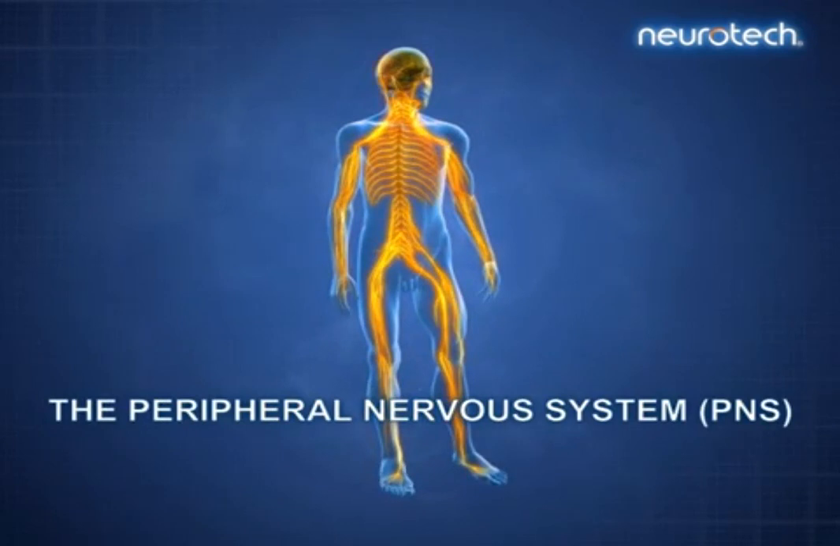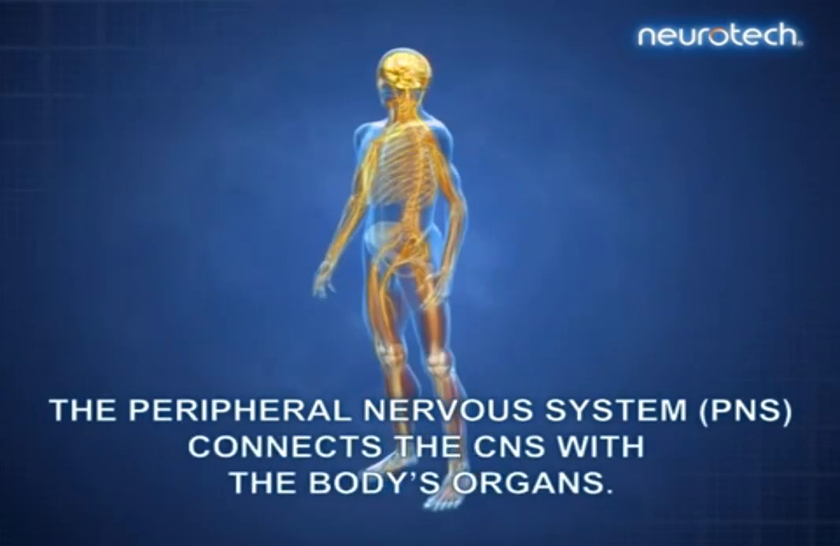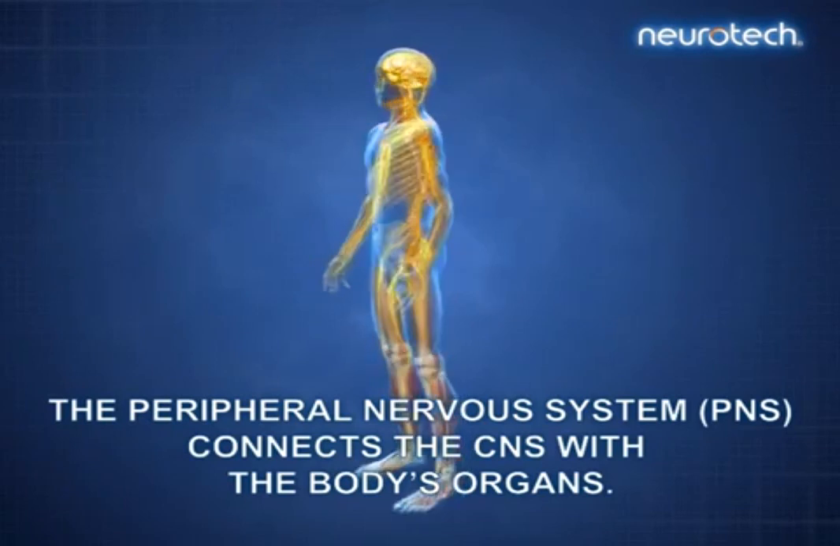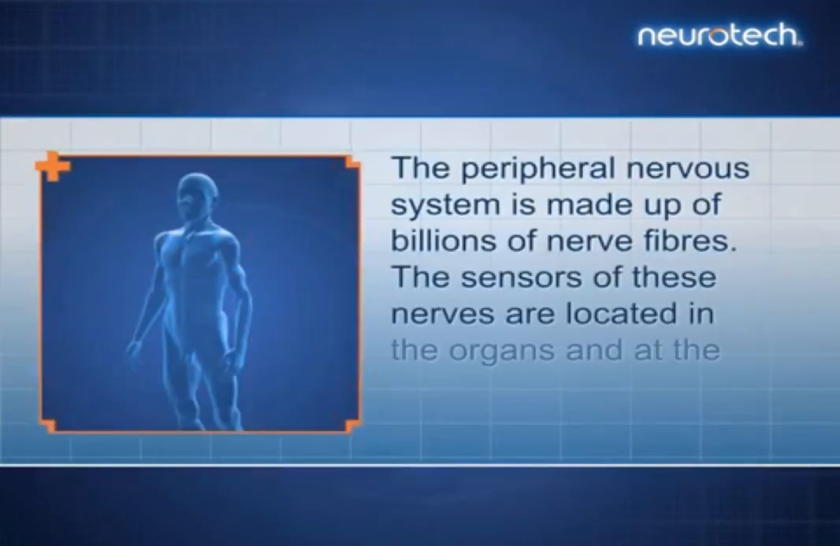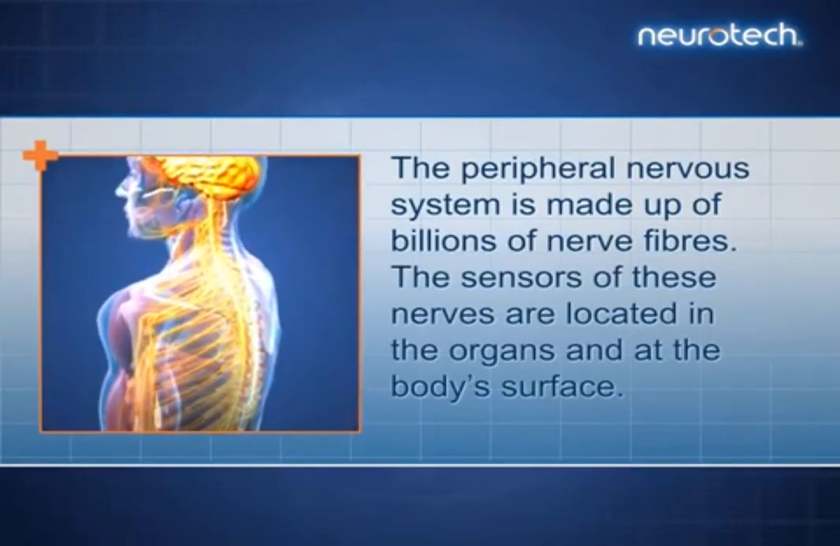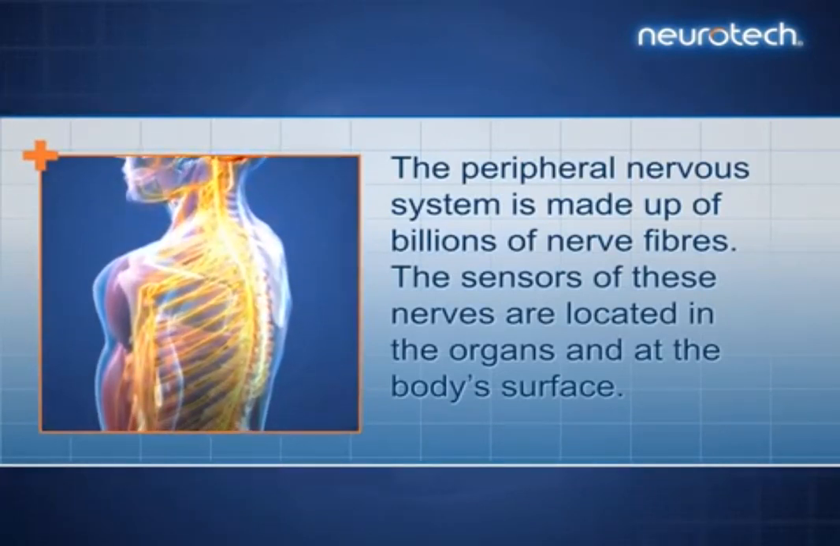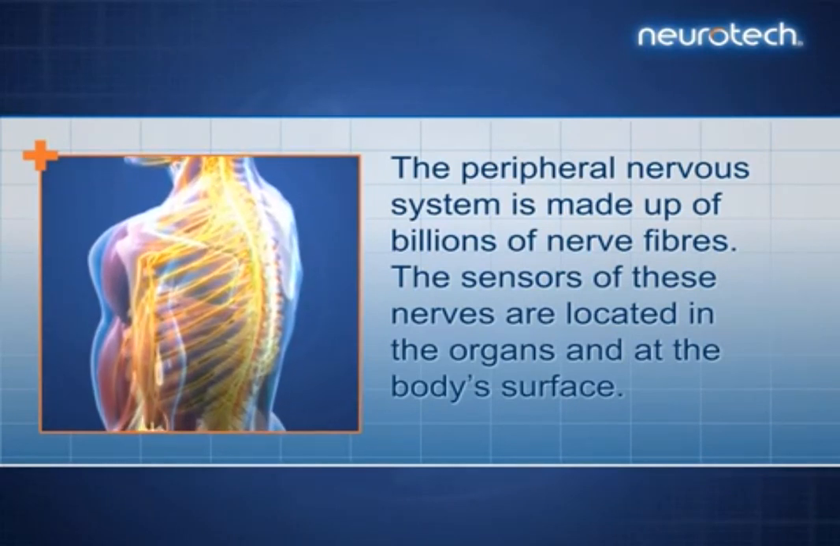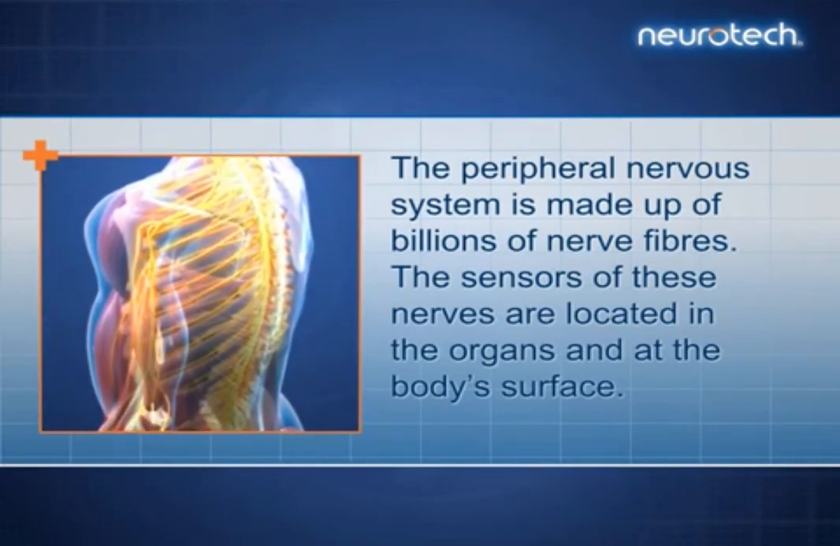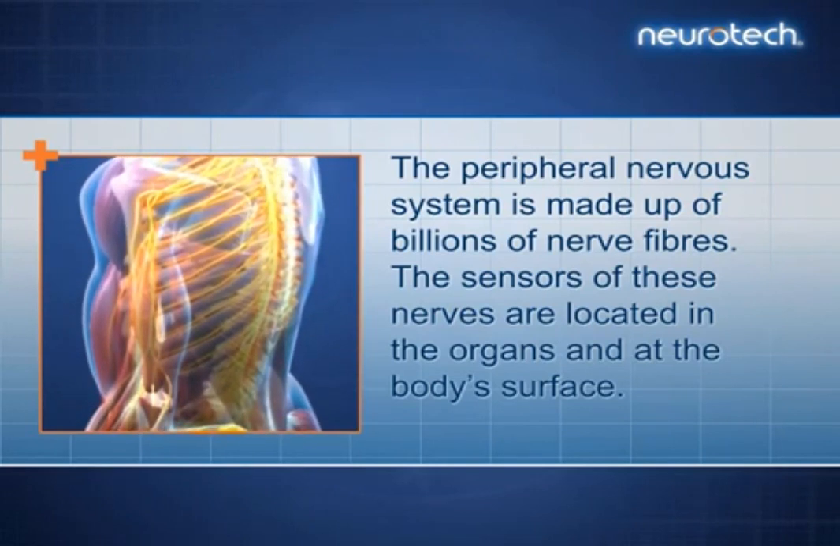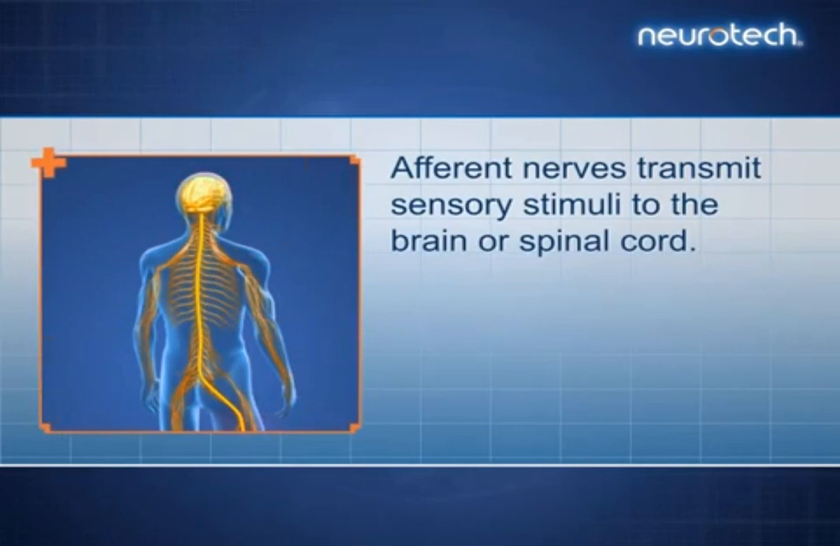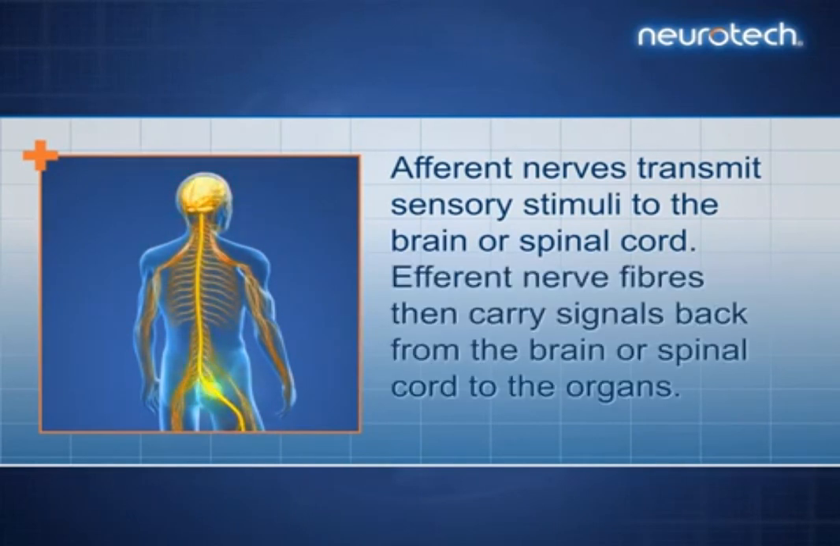The peripheral nervous system connects the CNS with the body's organs. The peripheral nervous system is made up of billions of nerve fibers. The sensors of these nerves are located in the organs and at the body's surface. Afferent nerves transmit sensory stimuli to the brain or spinal cord. Efferent nerve fibers then carry signals back from the brain or spinal cord to the organs.